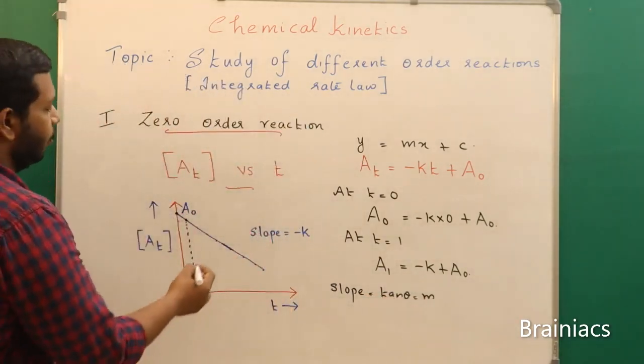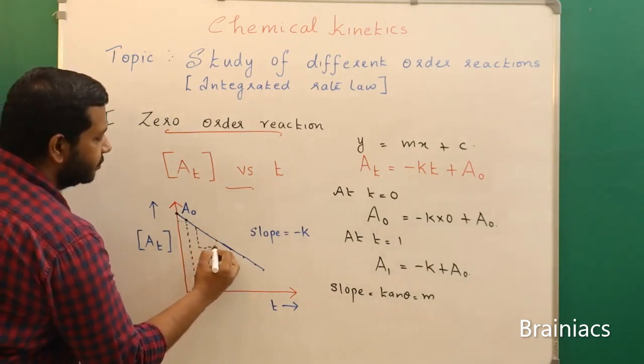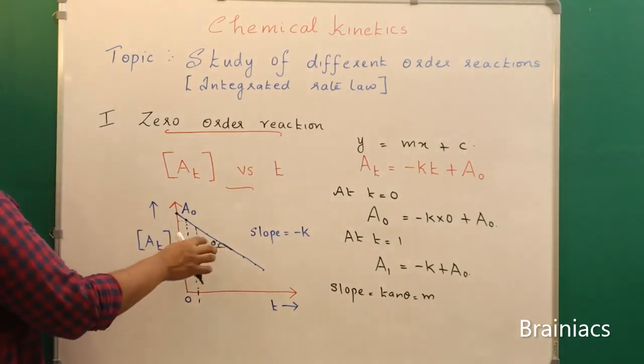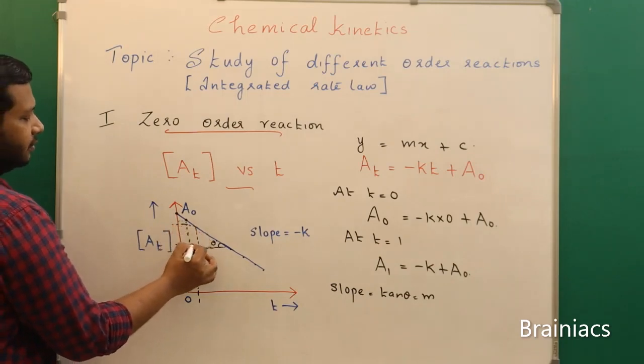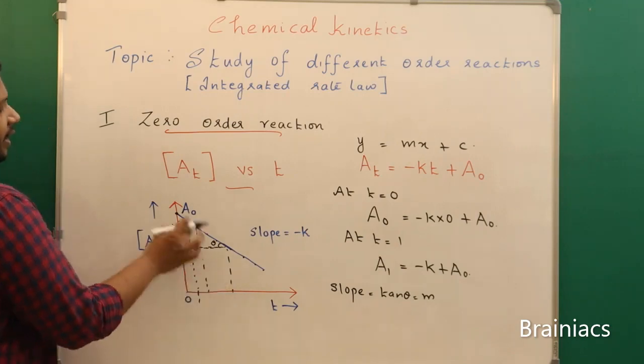So tan theta, how can you find tan theta here? Just draw a triangle. Okay, so draw a triangle, let this be theta. Then tan theta is equal to the opposite side. So take this value from the graph, then divide it.